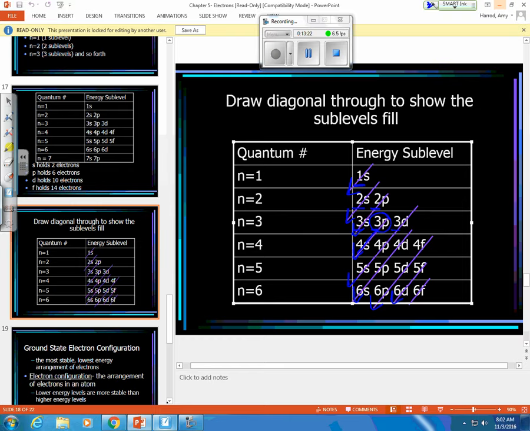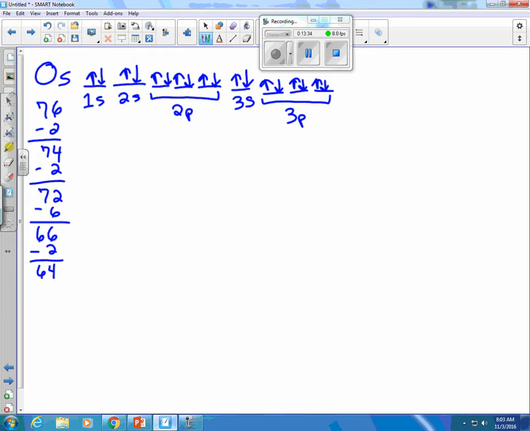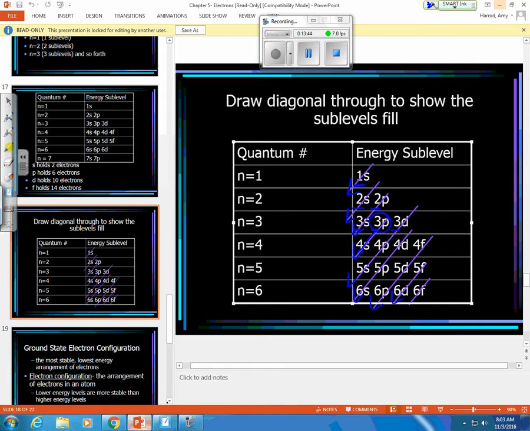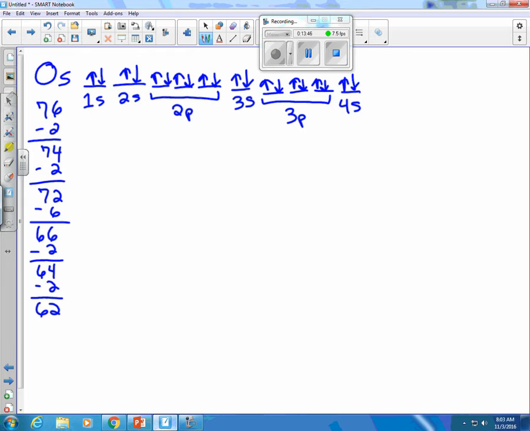As it turns out, things like 3D and 4S are actually pretty close to each other, even though the 4th energy level is out 1, but they're pretty close to each other in energy. So after I go to my 3P, I'm going to go 4S. 4th floor S room holds 2 electrons. After 4S, I can go to 3D. D room has 5 beds.